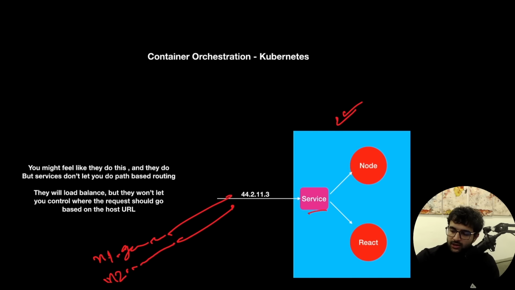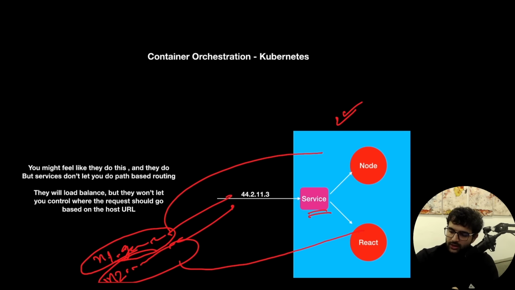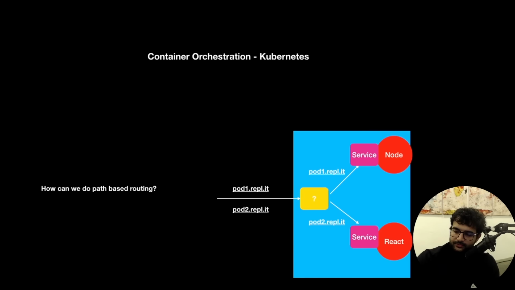A service won't let you do path-based routing. If request comes from this, go here. If request comes from this, go here. A service will not let you do that. That is where ingress comes into the picture. How can we do path-based routing?